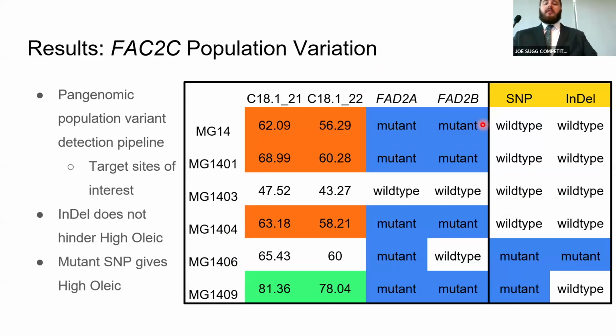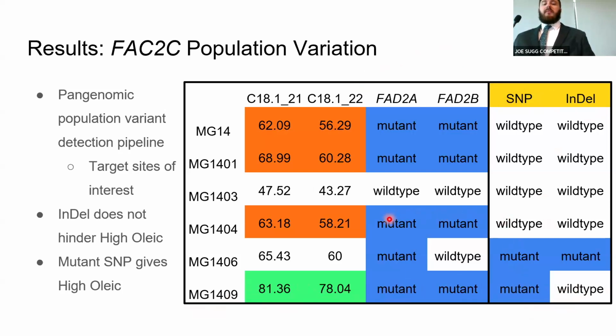And so I generated all this data using my sequencing data, my pangenome, to try to genotype these specific sites, the SNP that we saw in our indel location. And we can see with our high oleic line right here, that has mutant for FAT-A and FAT-B, in the mutant SNP location while having the wild type indel location, meaning that the indel is not important for FAD2C. However, it seems that the SNP is important.